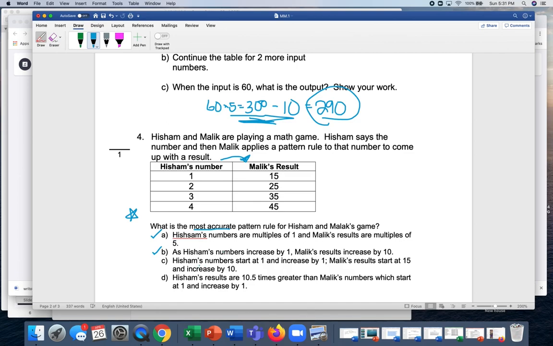Hasham's numbers start at 1 and increase by 1. Malik's results start at 15 and increase by 10. Is that more accurate than the other one? Yes. So far, this is our favorite one. It beats out B, and it also beats out A. Hasham's results are 10.5 times greater than Malik's numbers, which start at 1 and increase by 1. Well, that's correct for Malik's, but is this true? It would be true for the first one, but it's not going to be true for the second one. So that does not make sense. So our answer for this one was C.